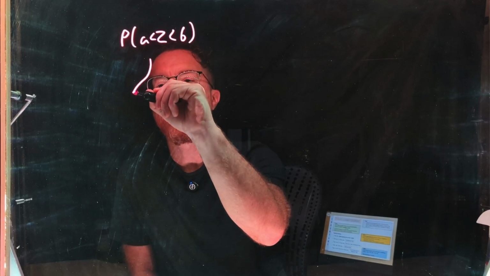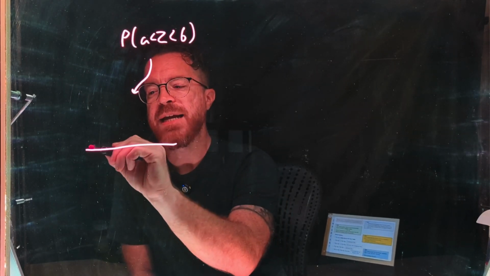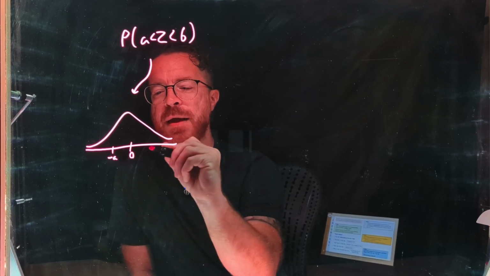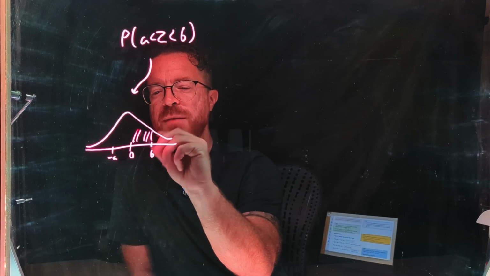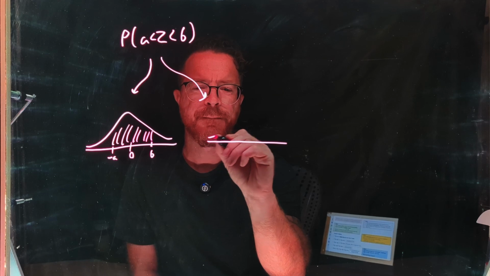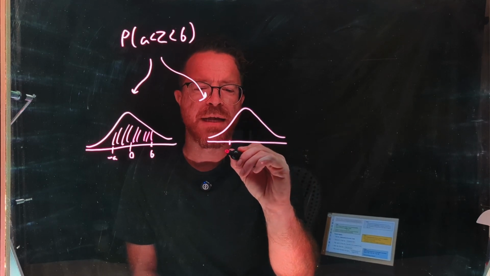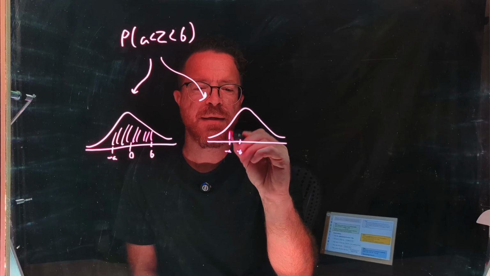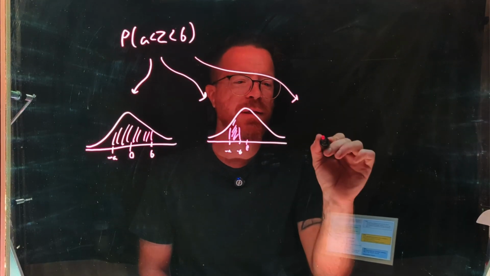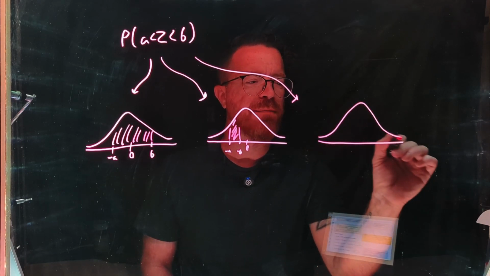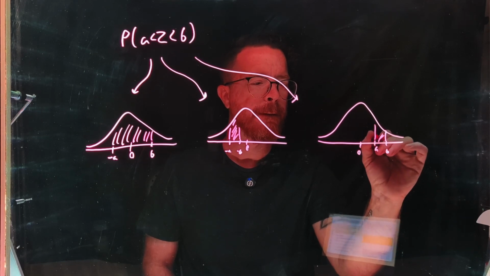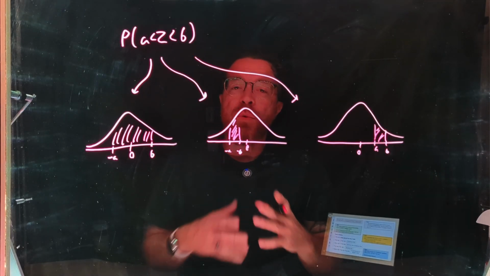So we could have, for example, a negative A and a positive B, and we're looking at the probability between those 2 values. We could have a negative A and a negative B, and we're looking at between those 2 values. Or we could have the case where both A and B are positive. Now, how do we actually find this?